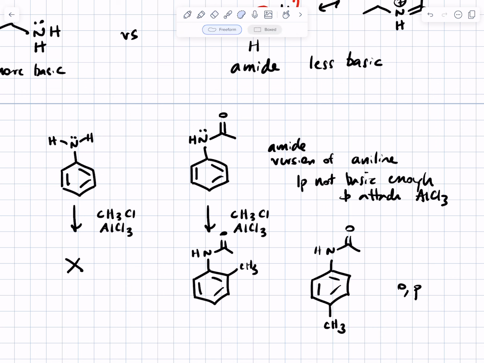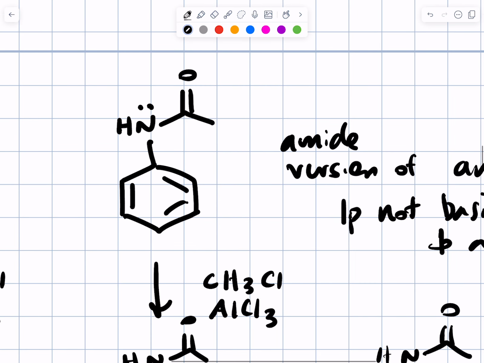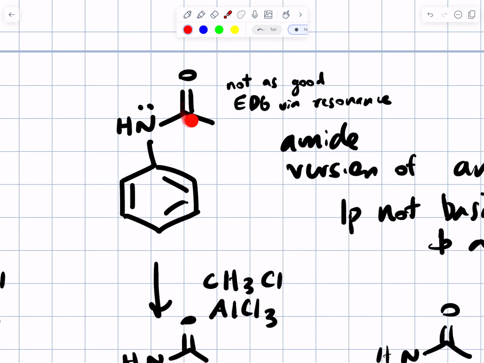Is the amide a better or worse donating group than just the regular aniline? Worse. So it's not as good. This is a better electron donating group via resonance. This is slightly worse. Worse is going to drive some of you to worry, so I'm going to say not as good electron donating group via resonance. It's not as good as the aniline because of the impact of that carbonyl.